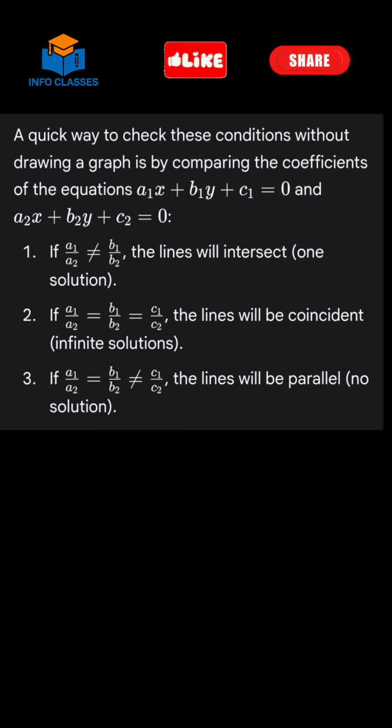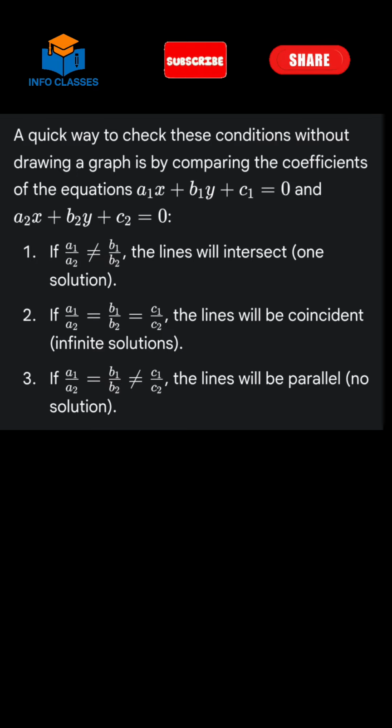A quick way to check these conditions without drawing a graph is by comparing the coefficients of the equations a1x plus b1y plus c1 is equal to 0 and a2x plus b2y plus c2 is equal to 0. First condition, if a1 upon a2 is not equal to b1 upon b2, the lines will intersect, one solution.